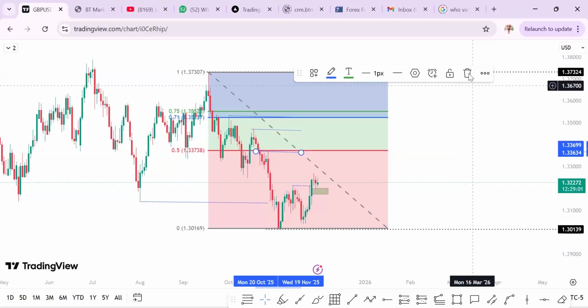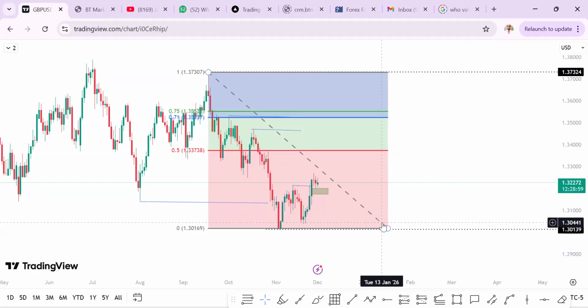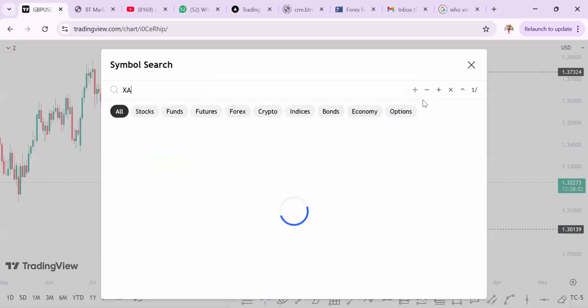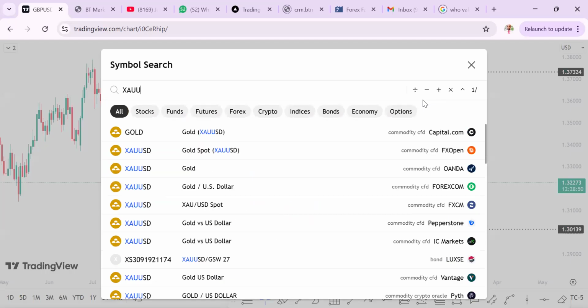So we move to gold. Move to gold now. XAU USD.